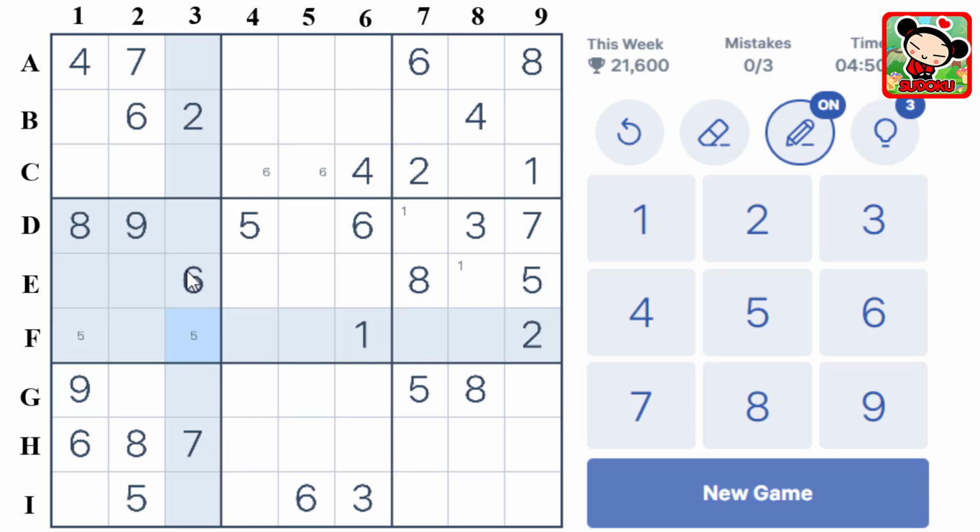Look at block number 6. Row D has number 6. Row E has number 6. We use a pencil to mark number 6 in the remaining 2 empty boxes. In block 5, at a quick glance we can see that the number 8 will appear in 2 empty boxes. Use a pencil to mark them.